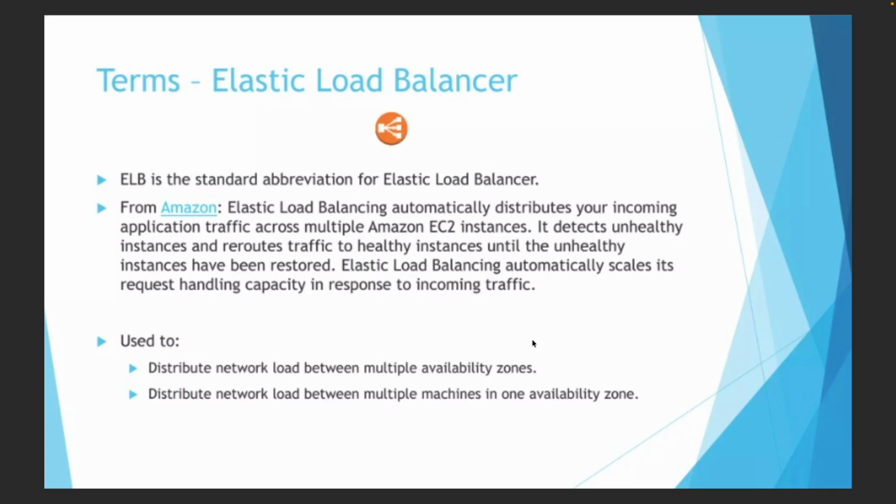You can use elastic load balancers to distribute network load efficiently between multiple availability zones for maximum reliability, or between multiple machines within a single availability zone for better performance. Try say availability zone fast 3 times.